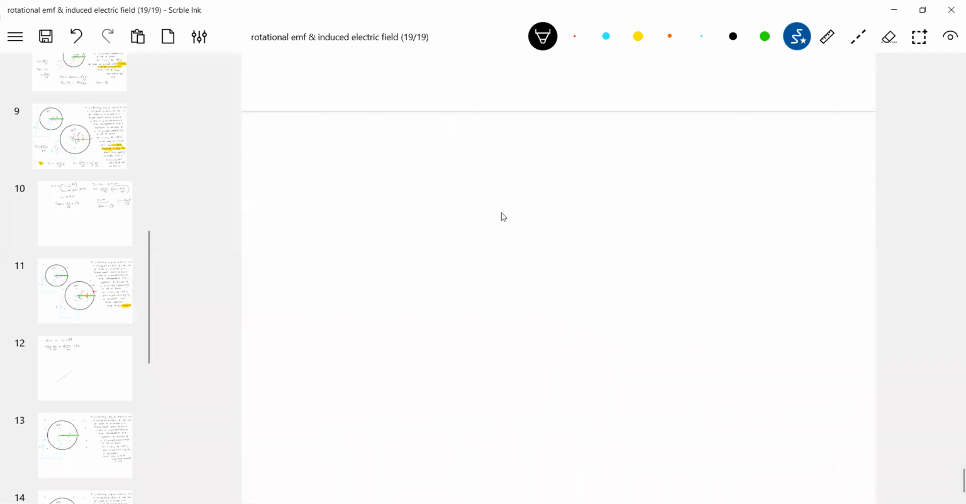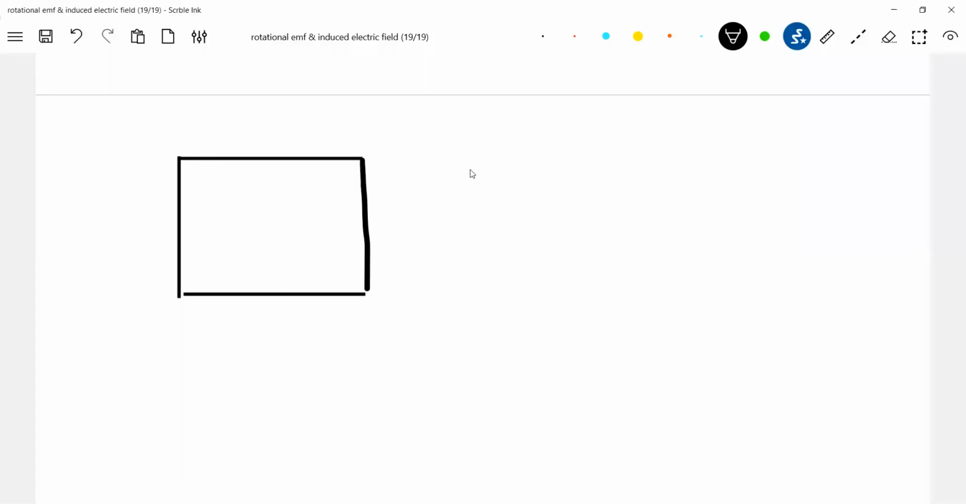I will show how it is a non-conservative electric field, because that is what we finally have to prove here. So let me take a loop. It's a square loop of side length L, where the resistance of the different arms is different: R, 2R, 3R, 4R. The total resistance will be 10R. Let B be into the plane, and let it vary with time.